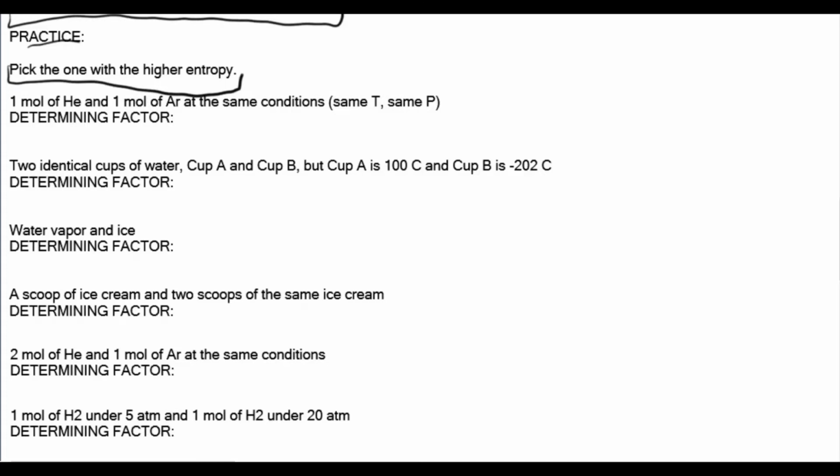All right, I'm going to assume that you're done. So let's choose the one with a higher entropy. 1 mole of helium versus 1 mole of argon at the same conditions. So we're keeping everything constant. The only thing we're changing is the atom in question. So how do we differentiate between these two?